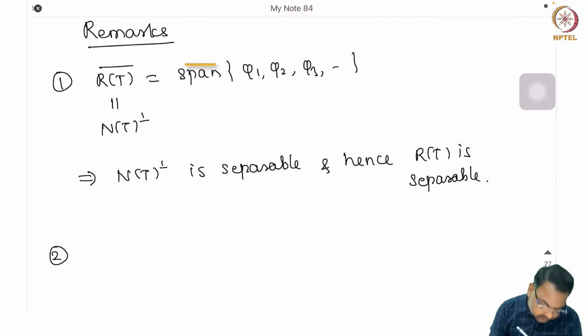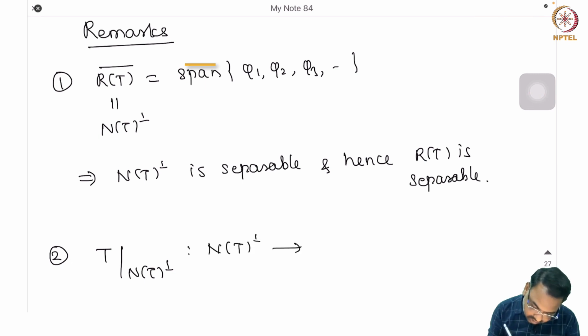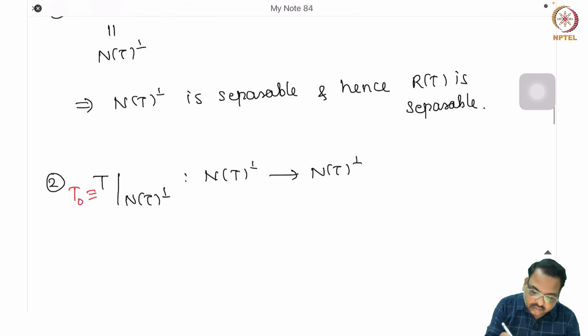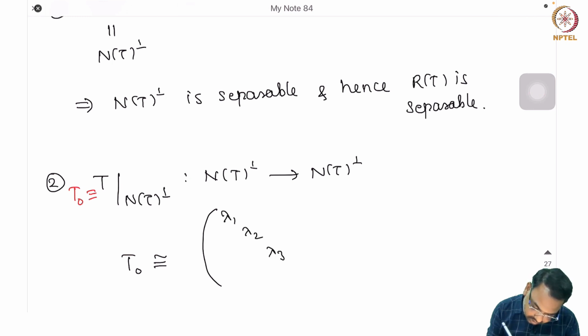Now when you restrict T to the null space of T perp, which is a reducing subspace, this operator is a map from the null space of T perp into the null space of T perp. This is again compact and self-adjoint. So let me call this operator T naught. Now the matrix of T naught with respect to the orthonormal basis phi_1, phi_2, phi_3, and so on, that we got, can be represented using the matrix with diagonal entries lambda_1, lambda_2, lambda_3, and so on.